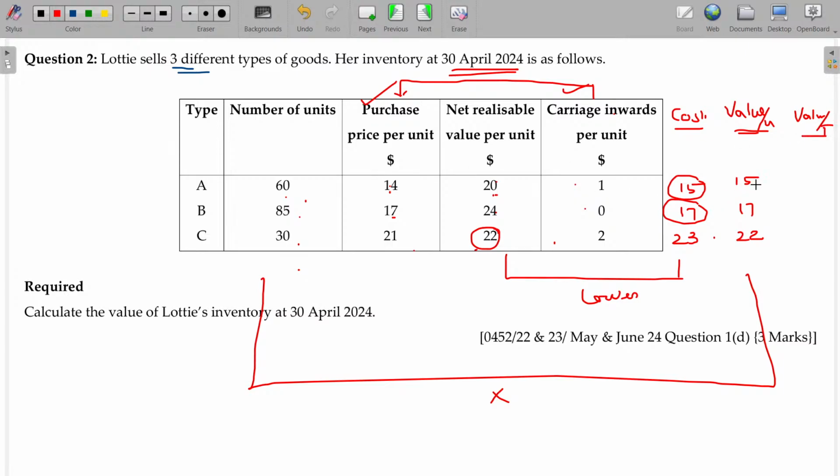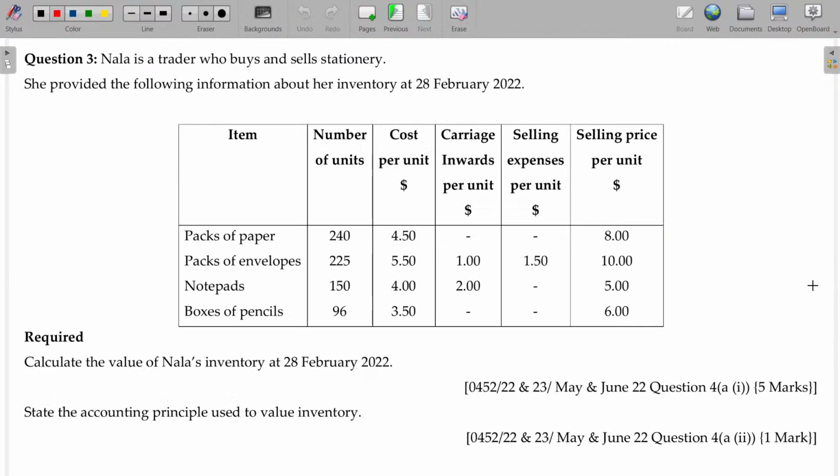60 into 15, 900. 85 into 17, 1445. 30 into 22, 660. Now I am going to add up all the three values: 900, 1445 plus 660. 3005 will be the inventory value. Next question.